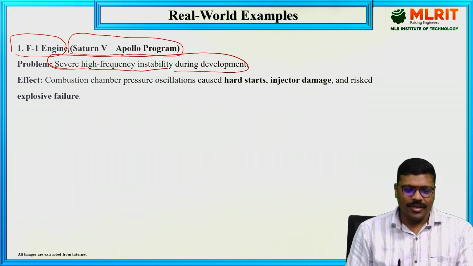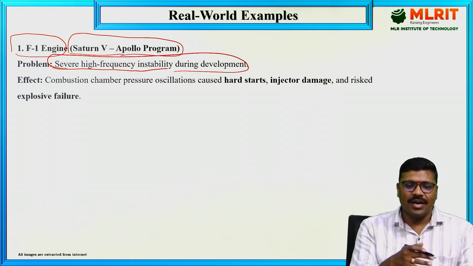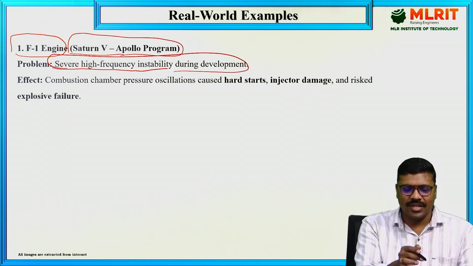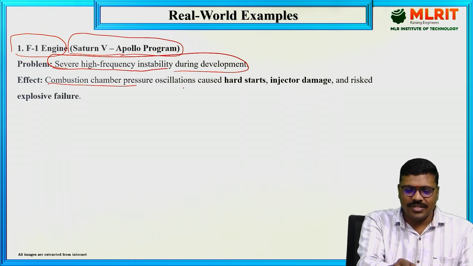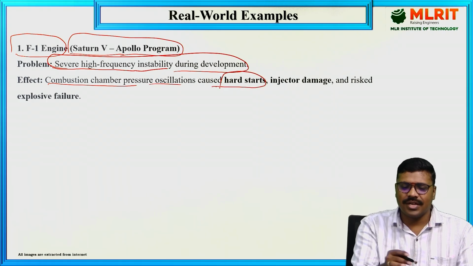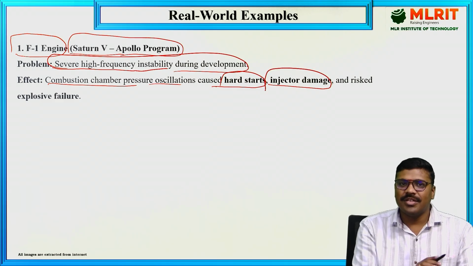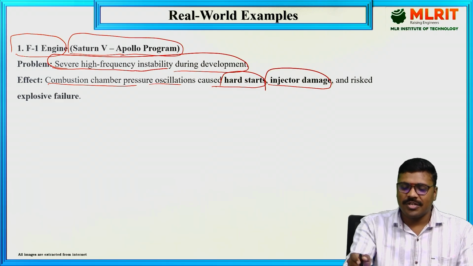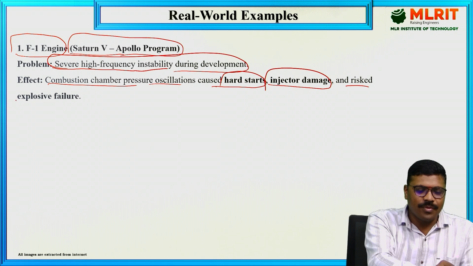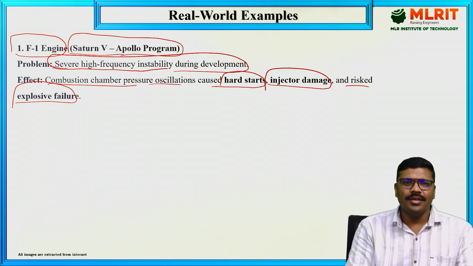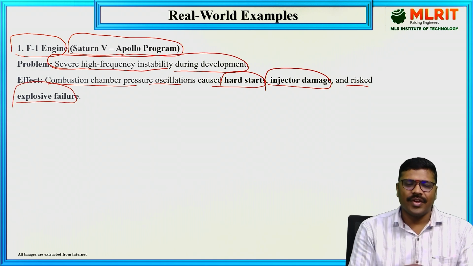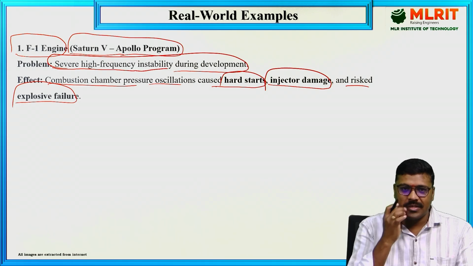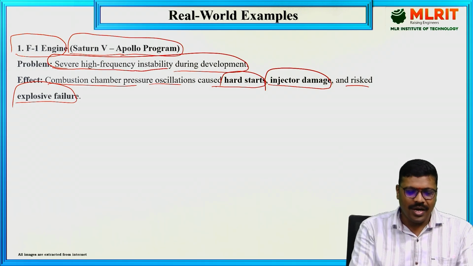So what happened? The effect of these high frequency oscillations on the engine is combustion chamber pressure oscillations. They caused hard starts, so starting is not easy, and injector damage. It damages the injector of the combustion chamber, and it risked explosive failure. Even the engine failed. Explosion happens because of these high frequency oscillations.